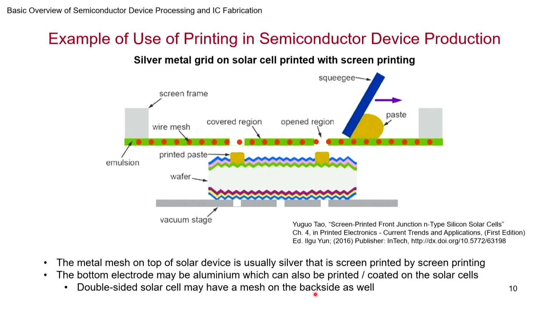Double-sided solar cells may have mesh on both sides, as I mentioned, and that's becoming increasingly popular because the reflected light from the ground also is being collected in the photovoltaics. So this is a practical example of semiconductor processing, where you do use semiconductor device processing, where you do use printing.